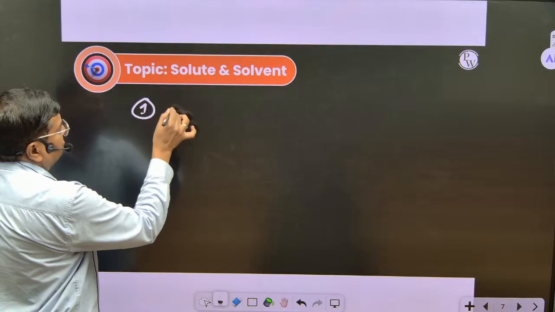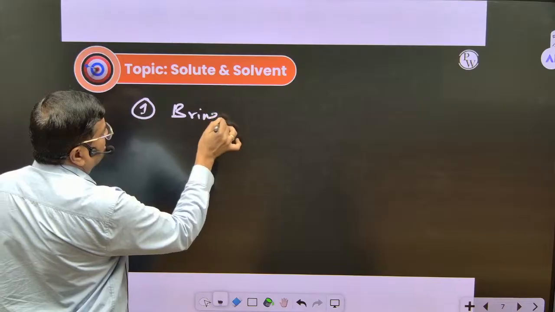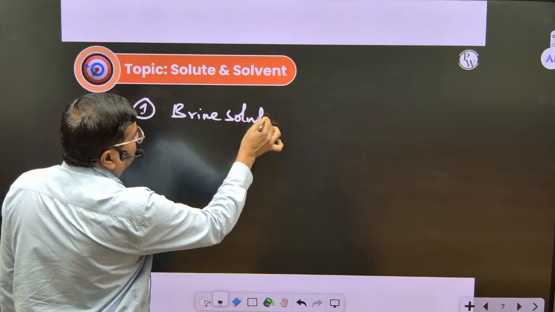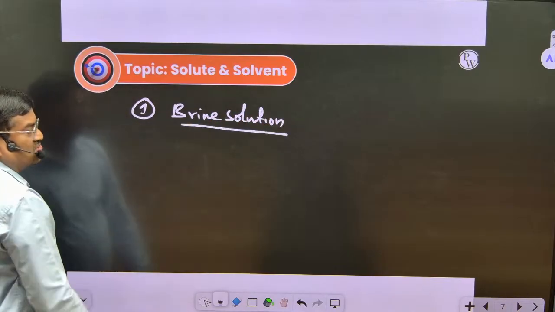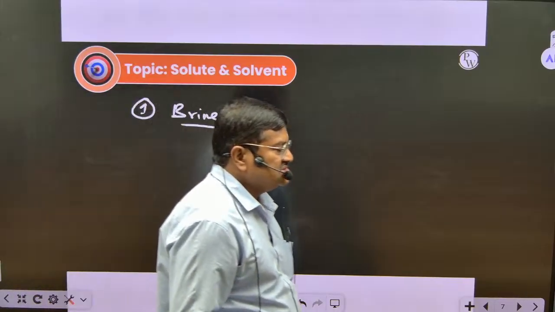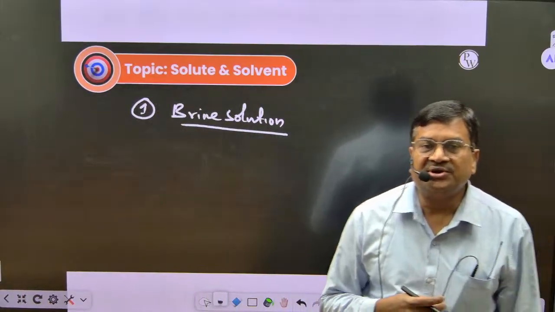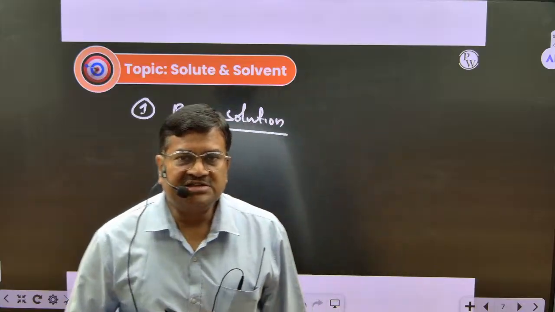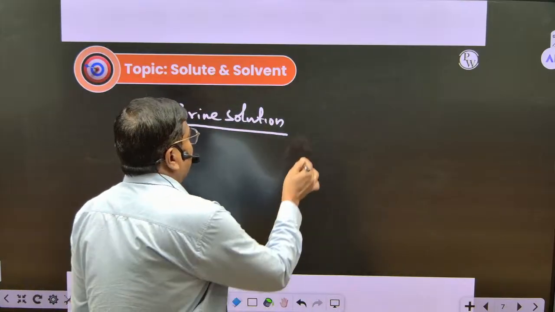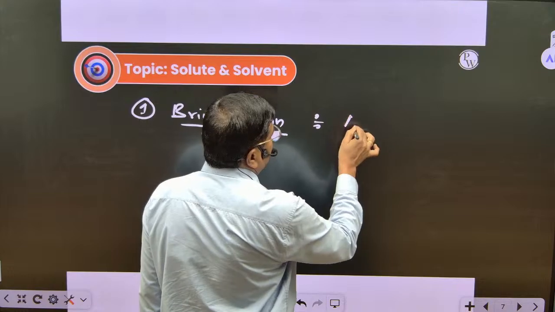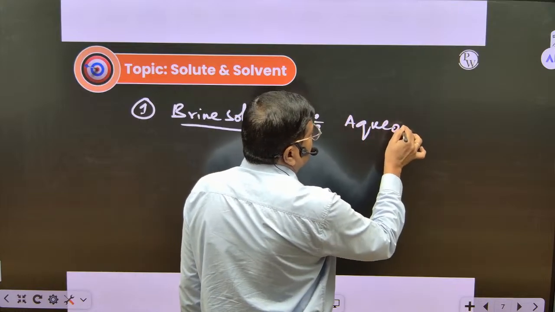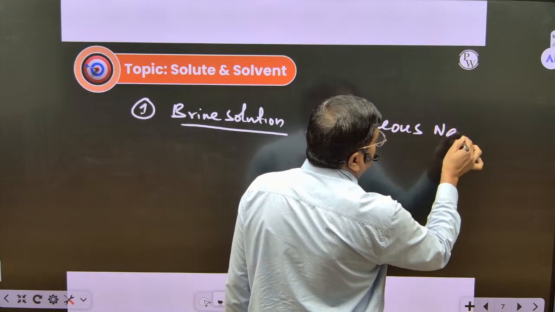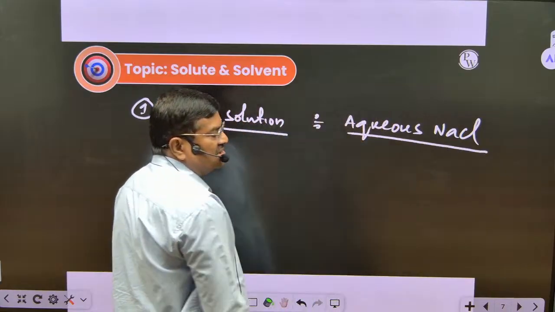brine solution. Make a note, brine solution. Then students, what is brine solution? Brine solution is called aqueous sodium chloride. What is meant by aqueous, students? The one that is dissolved in water is called aqueous. Aqueous sodium chloride is called brine solution.